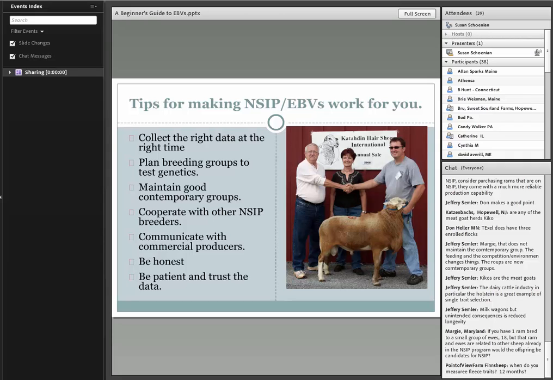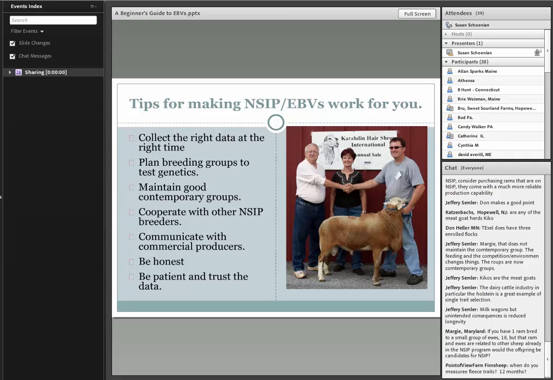Okay, you want to communicate with commercial producers. When you produce rams that have EBVs, commercial producers need to value those rams, and you need to let them know what you're doing and share that information with them. And I think producers who are serious about making money with sheep, making money with goats, do understand the importance of genetics, and EBVs can give them some confidence. If they just look at your animals and buy them, there's absolutely nothing that guarantees that animal is any good. EBVs give them confidence.